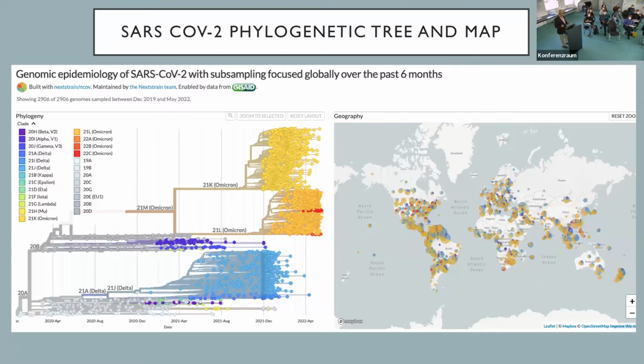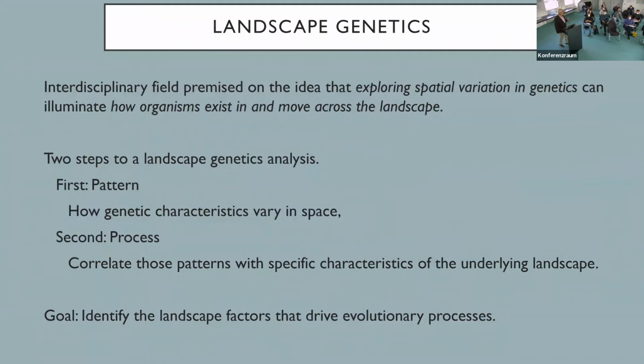There's a field that is called landscape genetics. It's an interdisciplinary field that's premised on the idea that exploring the spatial variation in genetics can illuminate how organisms exist in and move across the landscape, any living organism. There are two steps to landscape genetics analysis. The first is to identify patterns, so how genetic characteristics vary in space. The second is process, to correlate those patterns with specific characteristics of the underlying landscape. The goal is to identify landscape factors, anything in that triangle of human ecology I showed you, that might be driving evolutionary processes of an organism. Human, but I focus on pathogens.